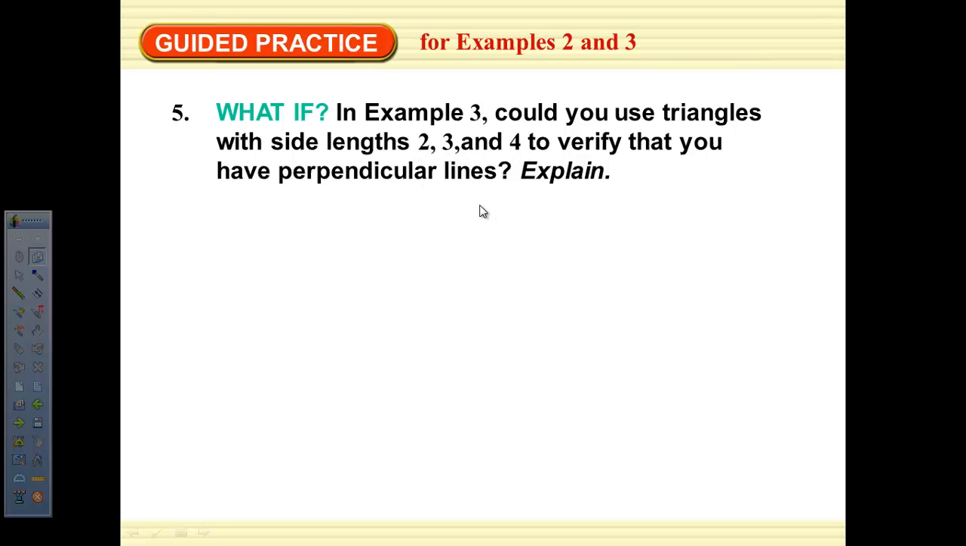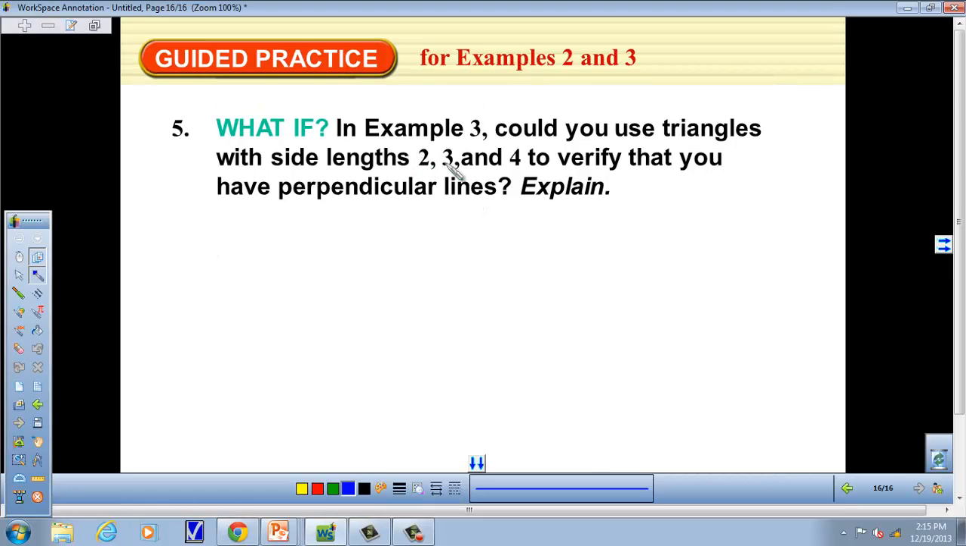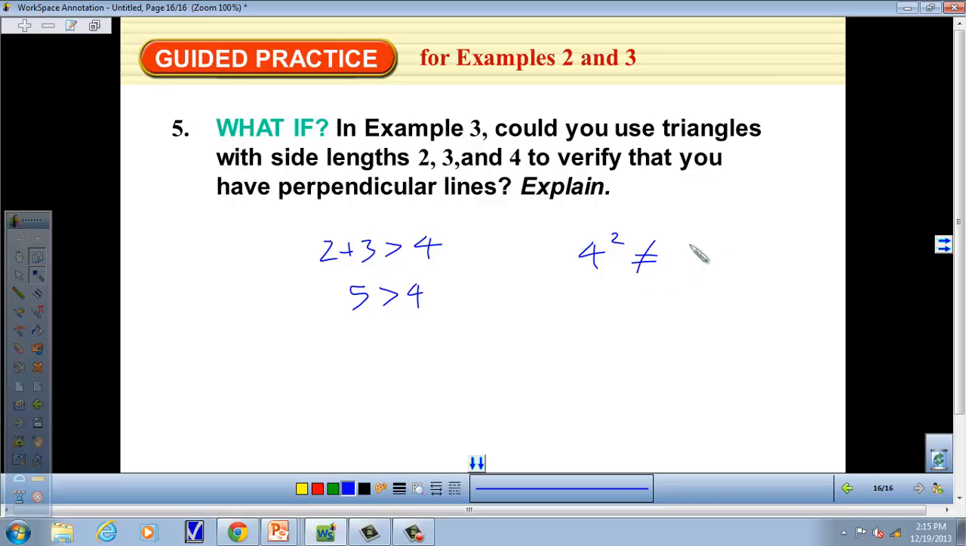And then it says, could you use the triangles with side lengths of 2, 3, and 4 to verify you have perpendicular lines? Well, we know that 2 and 3 is greater than 4. 2 plus 3 is greater than 4, or 5 is greater than 4, but 4 squared is not equal to 2 squared plus 3 squared. Therefore, this does not form a right triangle, and we can't show perpendicularity.